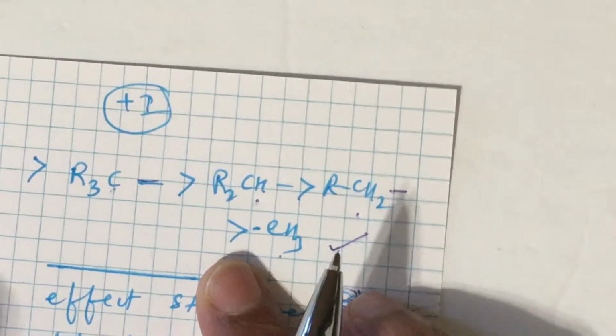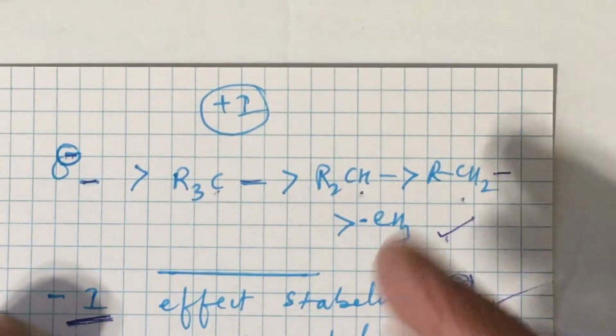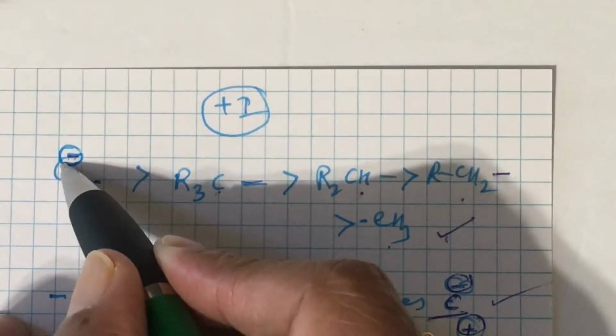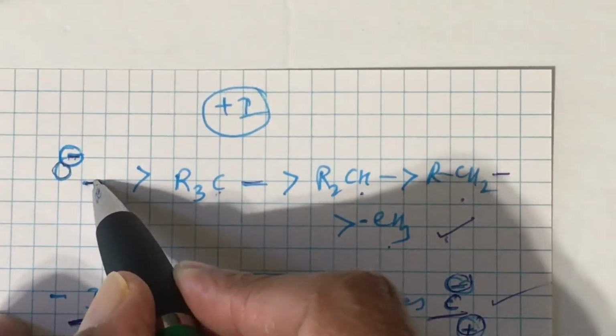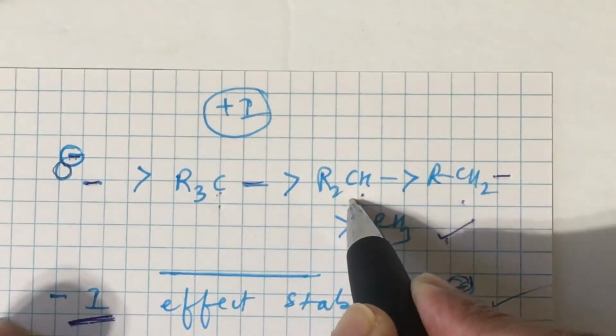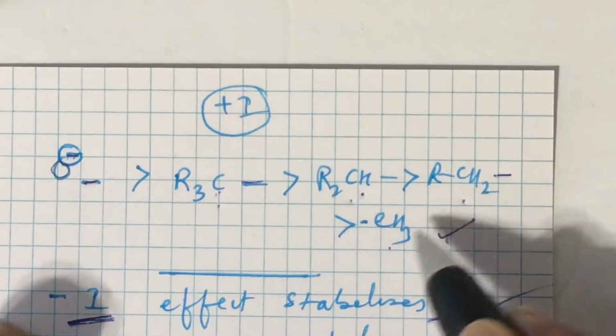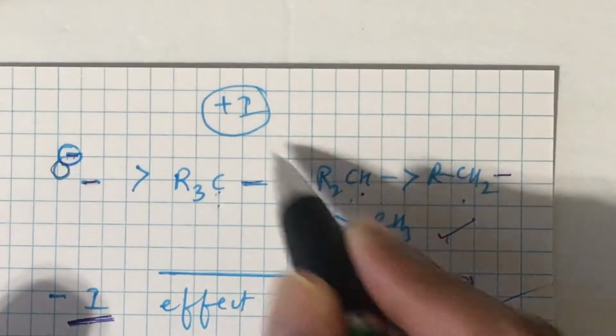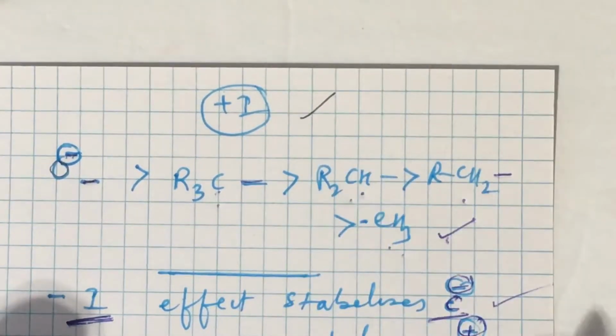A typical order of the plus I groups which are releasing electrons is something like: anything that has minus charge can release electrons into carbon chain. Tertiary alkyl group is greater than secondary alkyl, which is greater than primary alkyl, which is greater than methyl. These are all electron releasing groups.